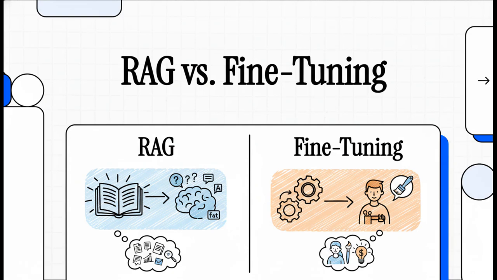So we all know how powerful AI is, right? But here's the thing. A generic model, fresh out of the box, doesn't know the first thing about your business. To make it truly useful, you've got to give it a specialized education. And today, we're breaking down the two main ways businesses do exactly that: RAG and fine-tuning.